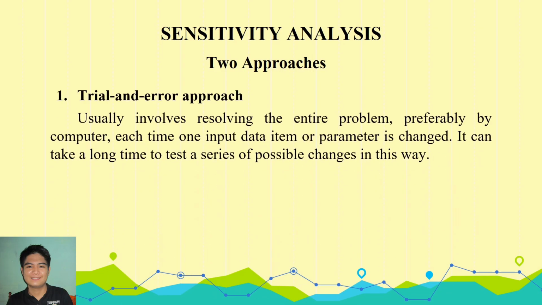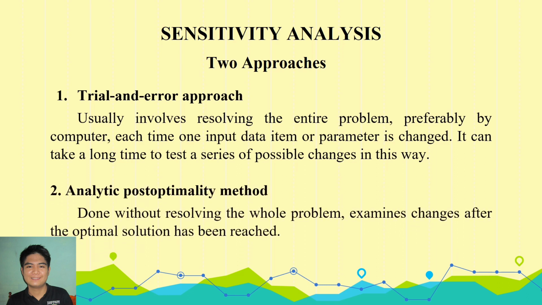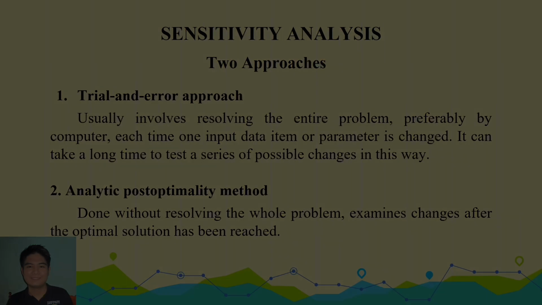The trial and error approach usually involves resolving the entire problem, preferably by computer. Each time, one input data item or parameter is changed. It can take a long time to test a series of possible changes in this way. On the other hand, the analytic post-optimality method is done without resolving the whole problem. It examines changes after the optimal solution has been reached.